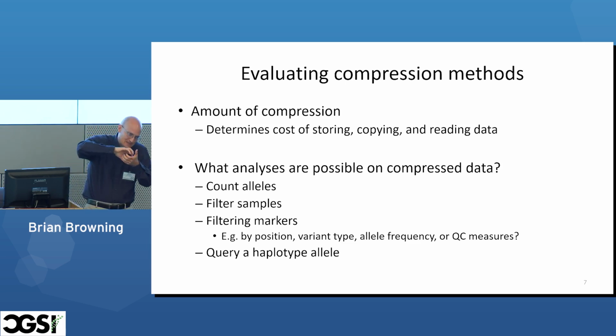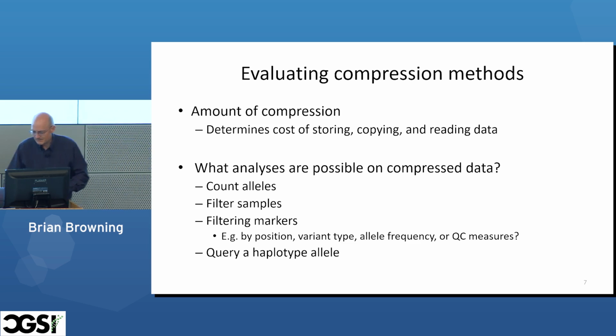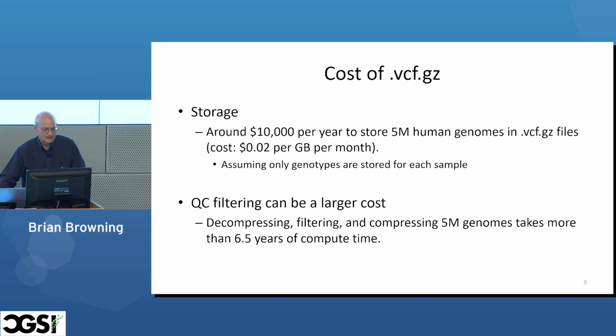Or is it squashed in together and compressed so much that there's just no way you could figure out what that allele is without actually blowing it up and inflating it again? So those are the 4 types of analyses we'll consider.